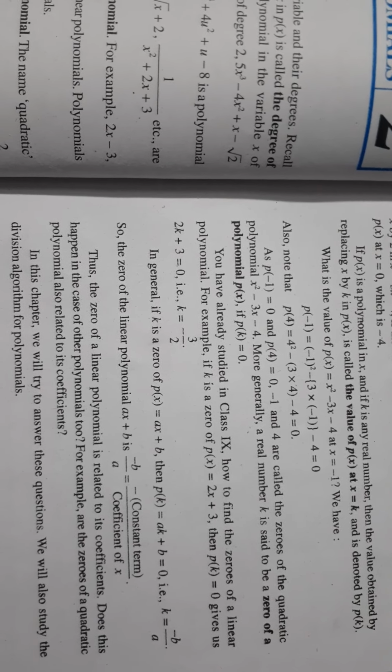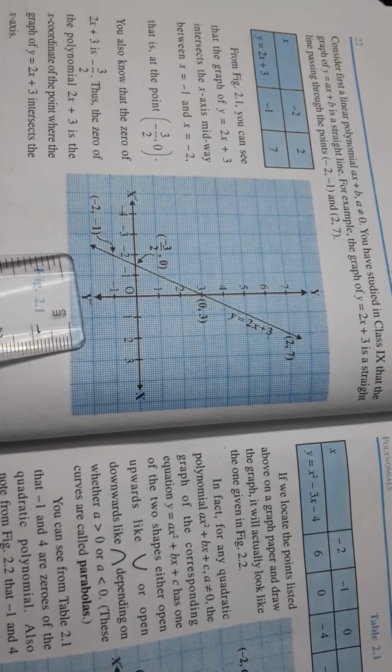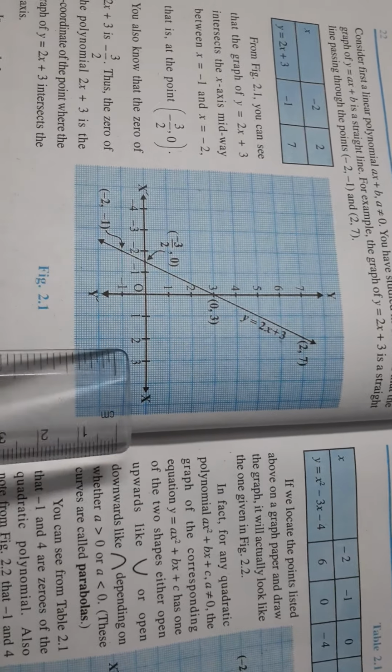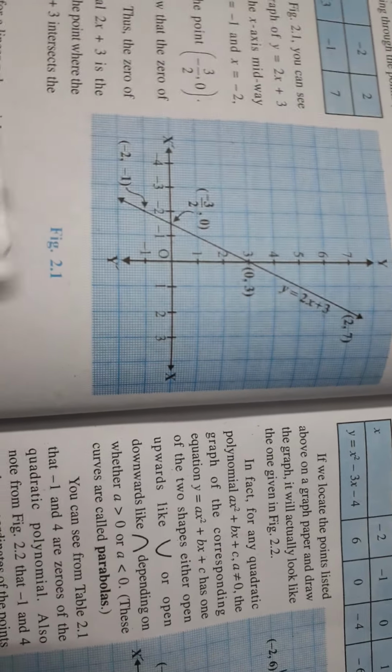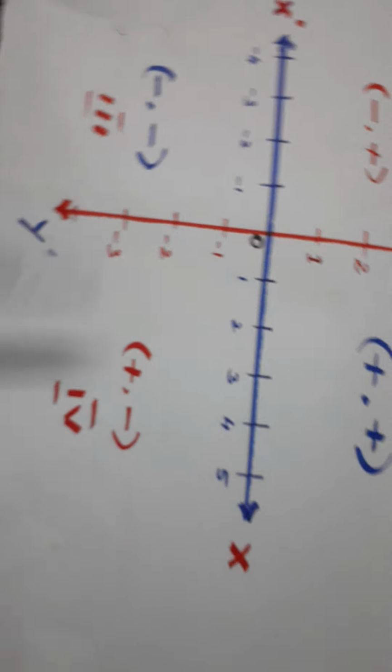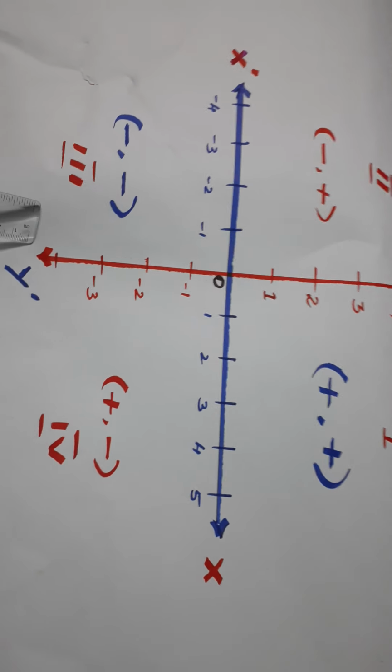Next, we have to learn the geometrical meaning of the zeros of a polynomial. See the graph. Already you learned about graphs. This is the x-axis. This is the y-axis.